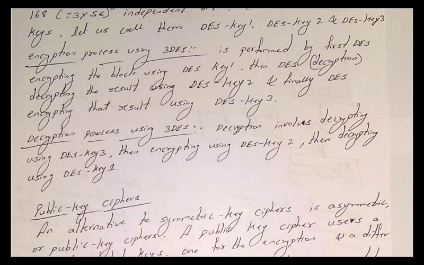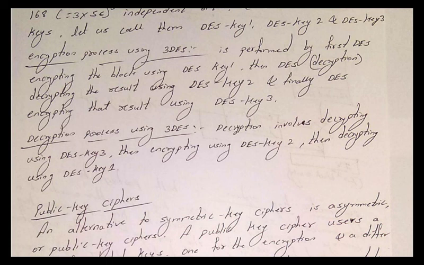On the sender side, the block is first encrypted using DES key 1, then decrypted using DES key 2, and the result is encrypted using DES key 3. Now on the receiver side, first you decrypt that block using DES key 3, the result is encrypted once again with DES key 2, and then the result is decrypted using DES key 1. Is it clear? So this is how you encrypt and decrypt using 3DES.